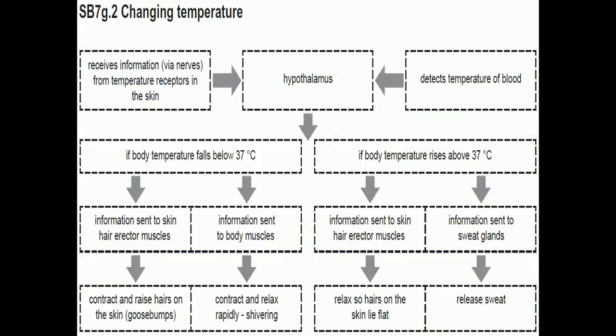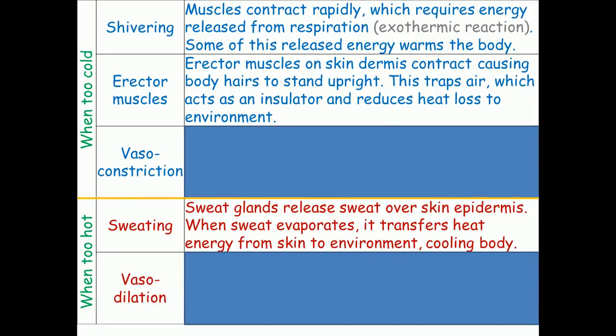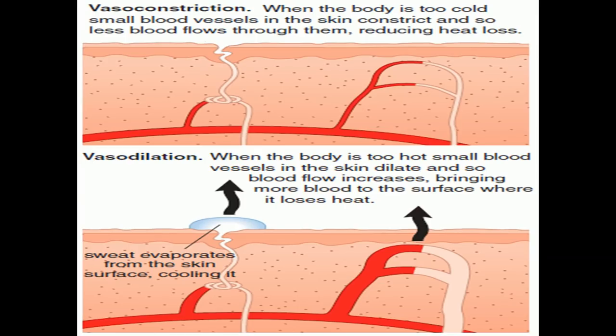So here's a summary of those three different methods. And then you've got an additional high level method for the exam of what happens when it's too cold or too hot. And this involves the blood vessels. So this is vasoconstriction and vasodilation. And in vasoconstriction, when the body is too cold, the small blood vessels in the skin constrict, and so less blood flows through them, reducing heat loss.